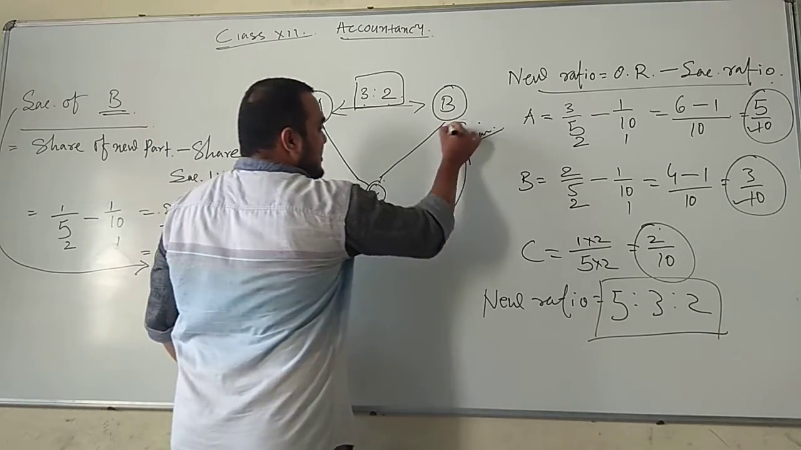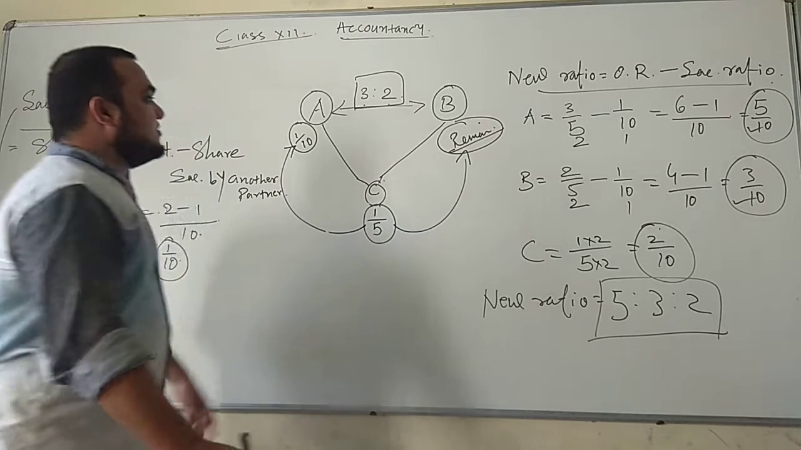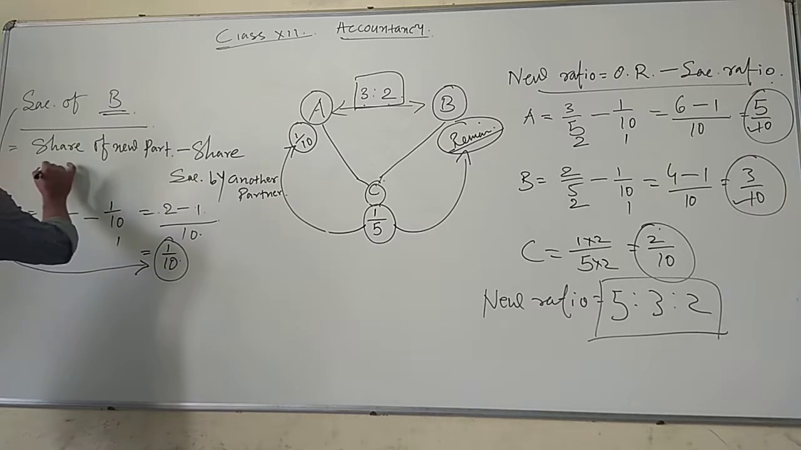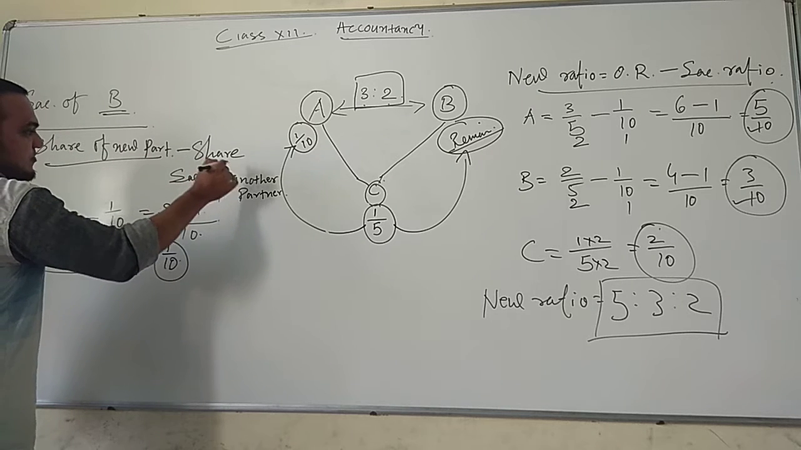So we have to find out this remaining. So we got the remaining here. Sacrifice of B, that is the remaining. So this way we got: share of new partner minus share of another.